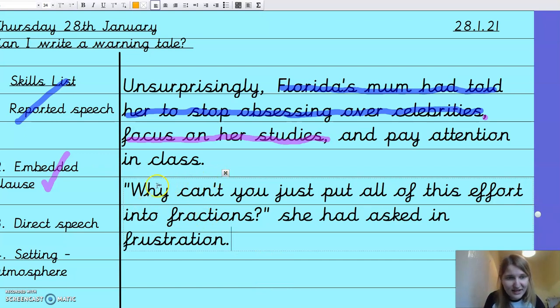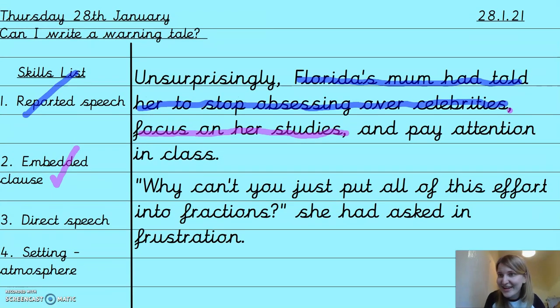So I'm just going to, what am I doing? I'm going to get my highlighter on. Rather than do all of it, all of this is direct speech, isn't it? So let's just do a little box around it. Not the neatest of lines, but I've got my direct speech in.